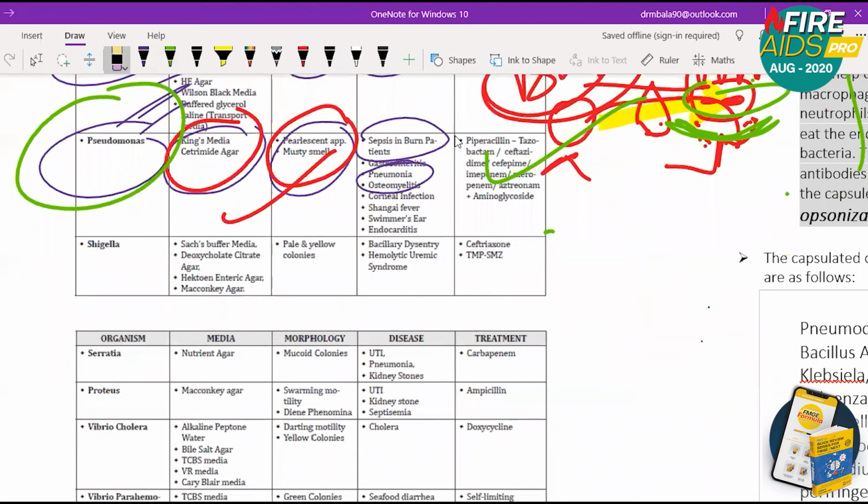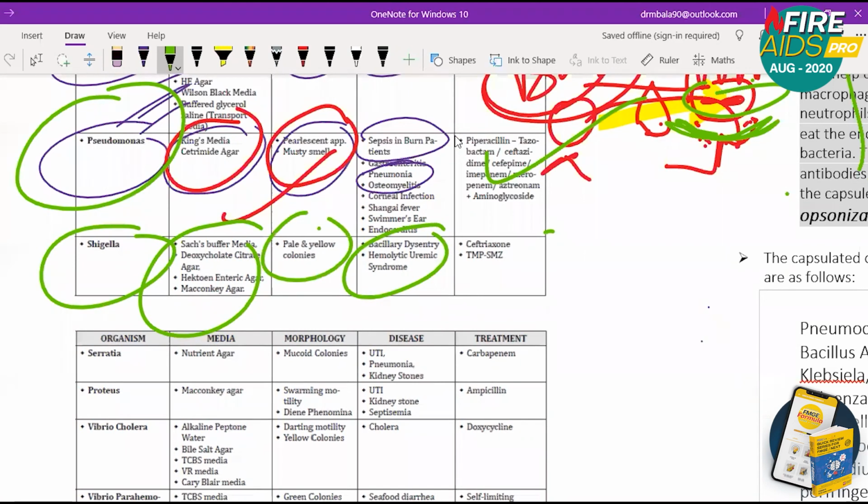Then the next is Shigella. Shigella means it causes bacillary dysentery and hemolytic uremic syndrome. So Sachs buffer media is used, DCA agar is used, HE agar is used, MacConkey agar is used. Pale yellow colonies are produced. So Shigella, actually, you need to remember all these colonies and all these points. But the first point I want you to remember, Shigella means you must remember bacillary dysentery, because that is the most commonly asked MCQ. Okay, so I hope I'm clear here.